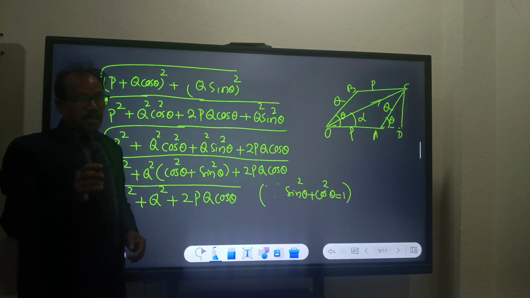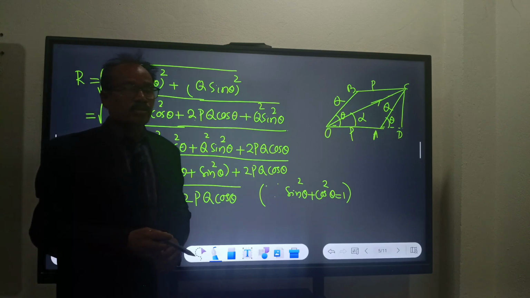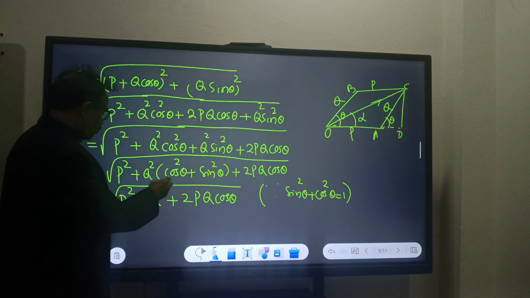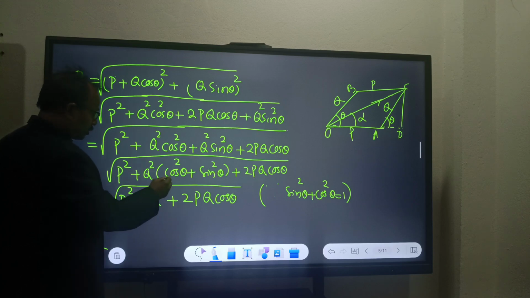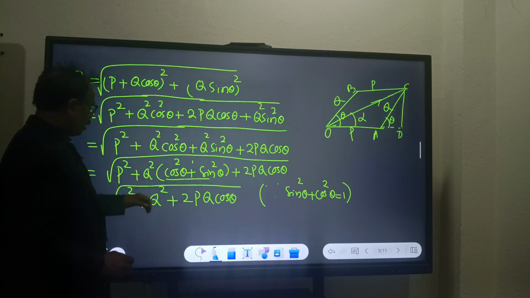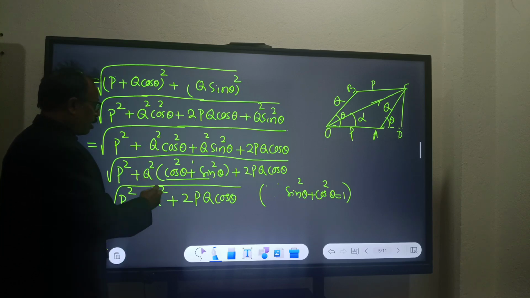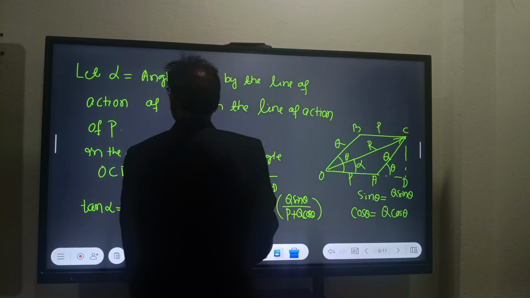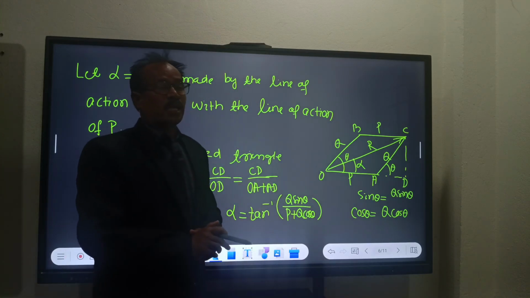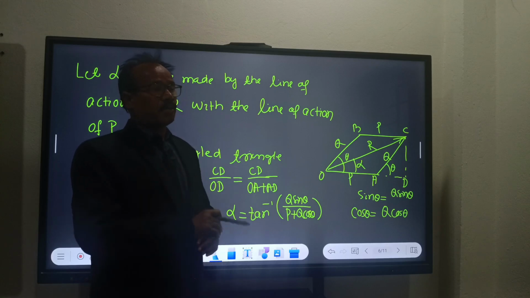You know that sin square theta plus cos square theta is equal to 1. Therefore, I am writing R is equal to root over P square plus Q square plus 2PQ cos theta, because this term is 1. This is the resultant force of P and Q.